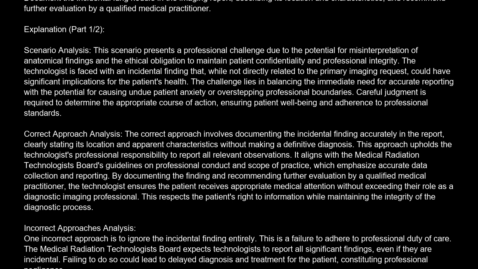Incorrect approaches analysis. One incorrect approach is to ignore the incidental finding entirely. This is a failure to adhere to professional duty of care. The Medical Radiation Technologists Board expects technologists to report all significant findings, even if they are incidental. Failing to do so could lead to delayed diagnosis and treatment for the patient, constituting professional negligence.